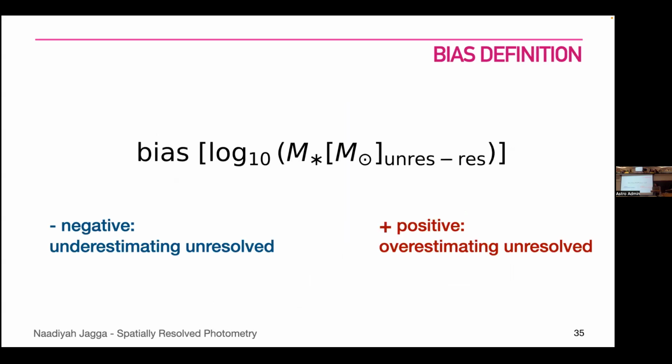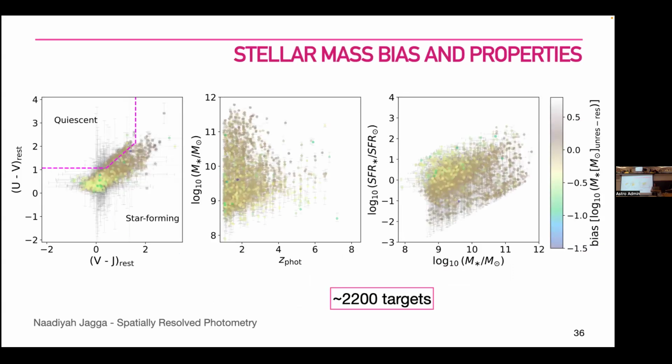So now to the bias, because we want to know what's the difference between unresolved versus resolved photometry. My definition of the bias is that if it's a negative value, it means that the stellar mass is underestimated in unresolved photometry. Aperture positive means that the stellar mass is overestimated. So here's again the plot I showed before, but with the color bar now showing the bias.